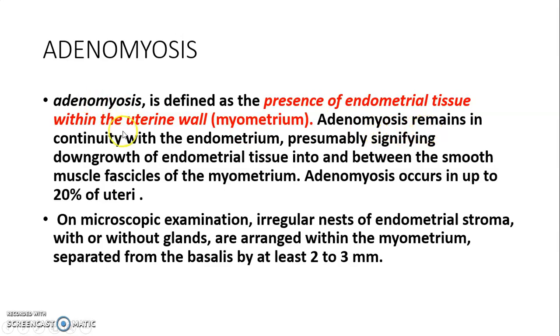Adenomyosis remains in continuity with the endometrium, presumably signifying downgrowth of endometrial tissue into and between the smooth muscle fascicles of the myometrium. It occurs in up to 20% of uteri. On microscopic examination, irregular nests of endometrial stroma with or without glands are arranged within the myometrium, separated from the basalis by at least 2 to 3 mm.